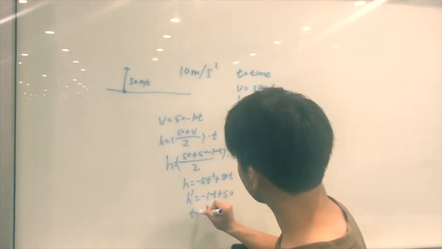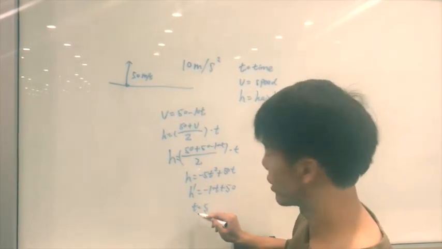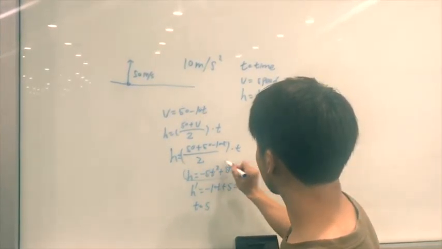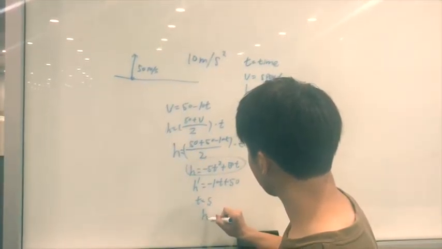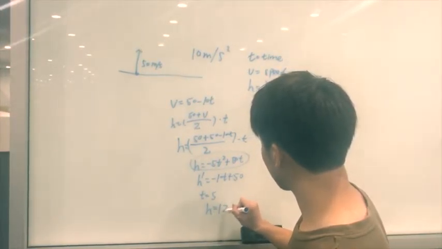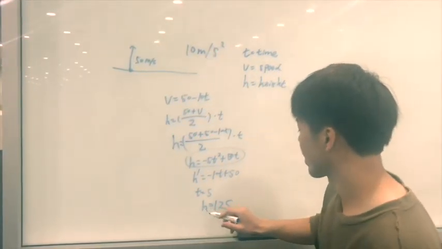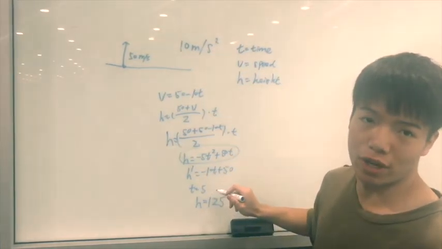Taking the derivative of h and setting it to 0, t equals 5, and we bring t into this equation. So we get h equals 125. So the maximum height is 125. Thanks.